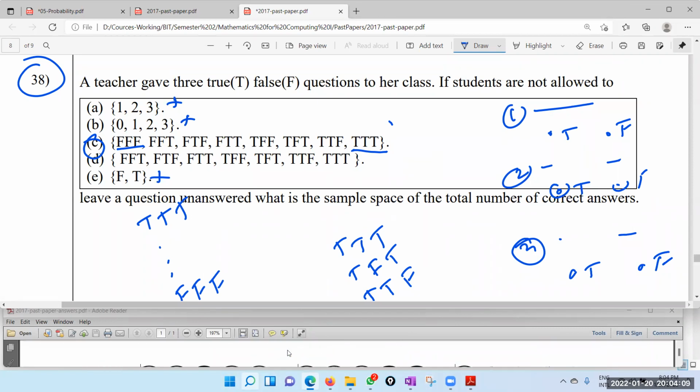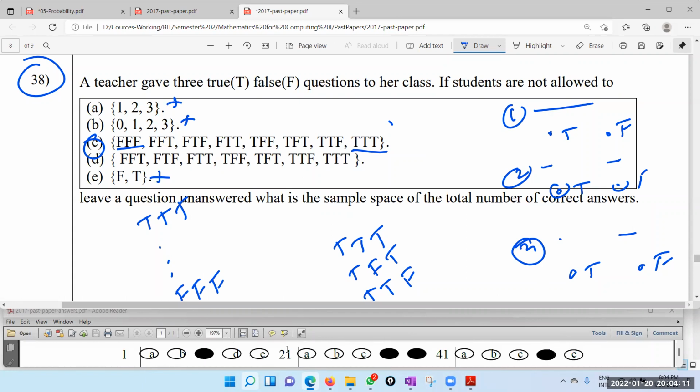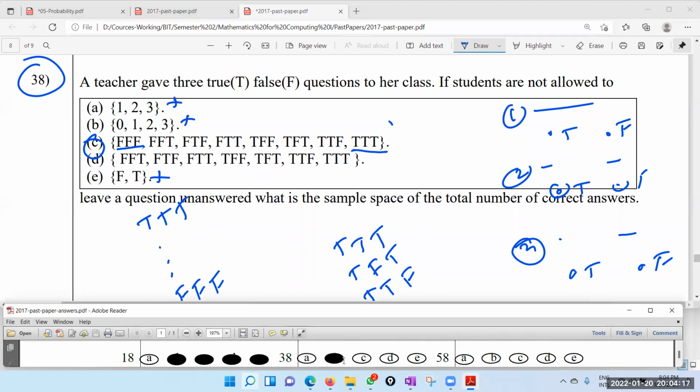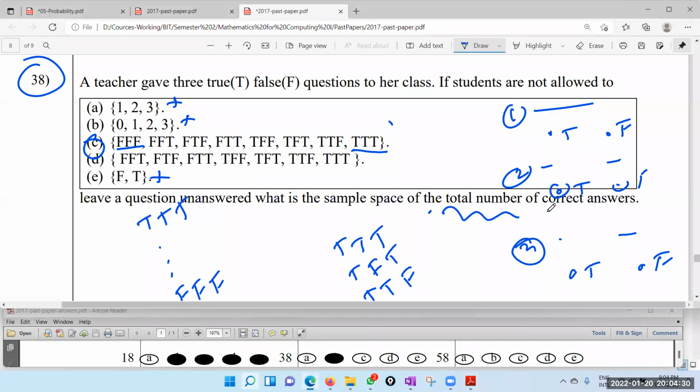38 C. Oh, 38 B. Sorry. Total number of correct answers. I didn't see. I forgot that part. Okay. Sample space of total number of correct answers. It is not the answers. The sample space of total number of correct answers.